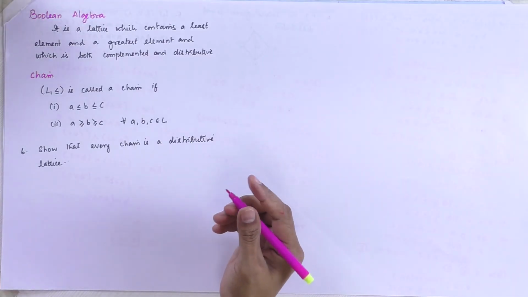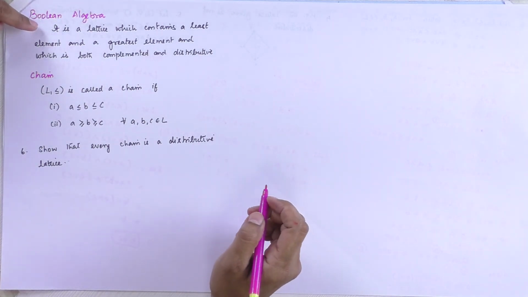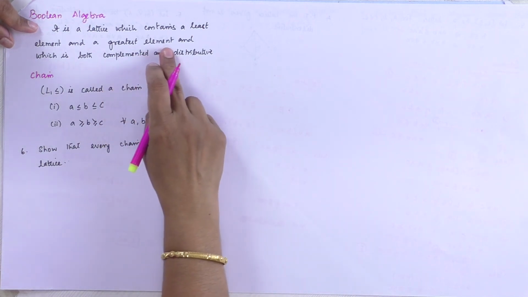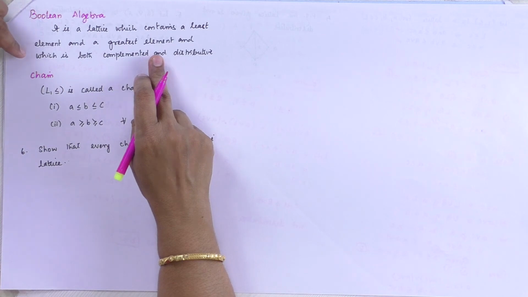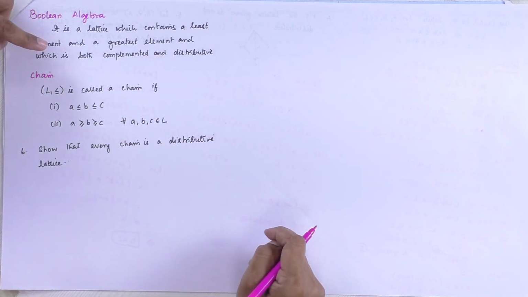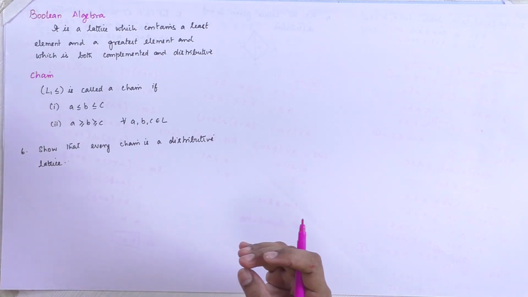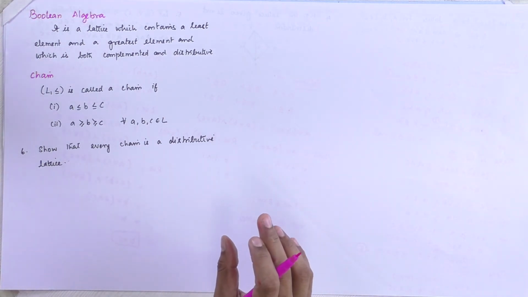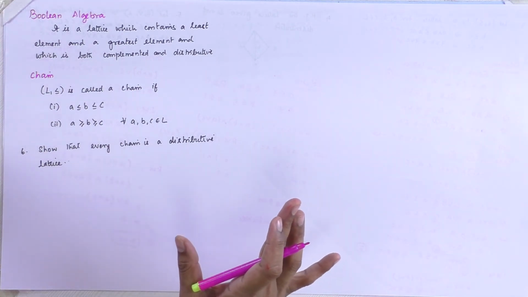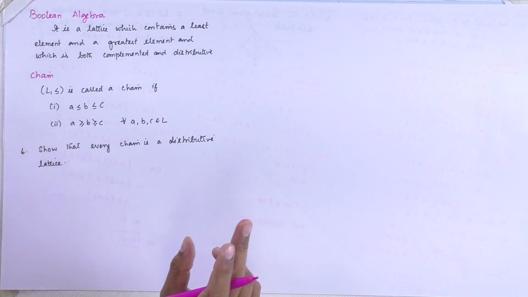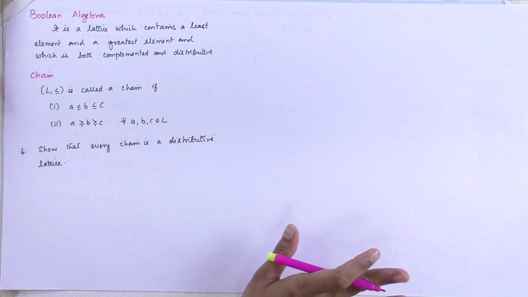And we will see now here Boolean algebra. So what is a Boolean algebra? It is a lattice which contains a least element and the greatest element, and that should be both complemented and distributive, right. What is a Boolean algebra? It should be a lattice. So lattice definitely it will have a least element and the greatest element, and also moreover that must be both complemented and distributive. So then it is said to be a Boolean algebra.